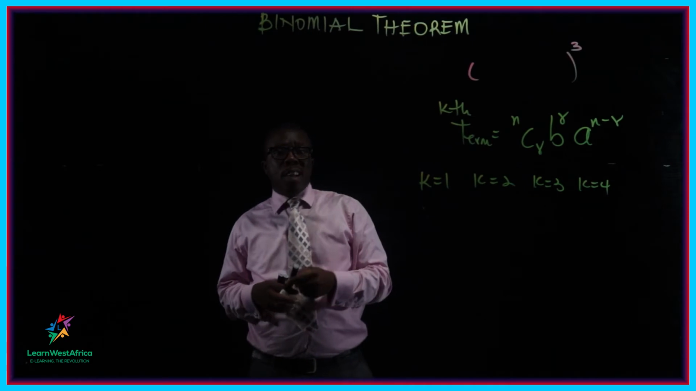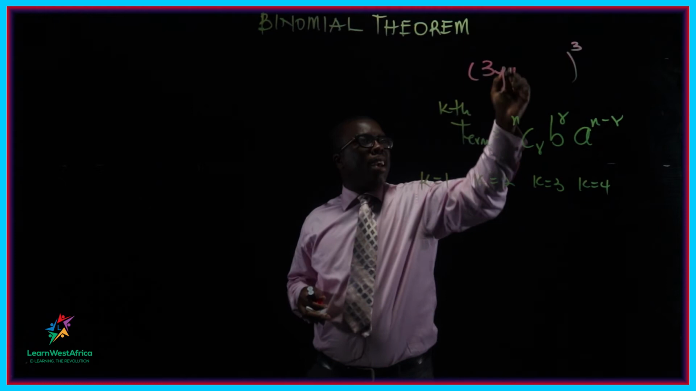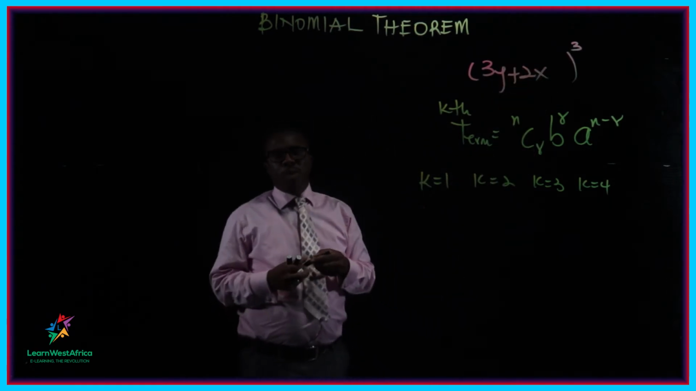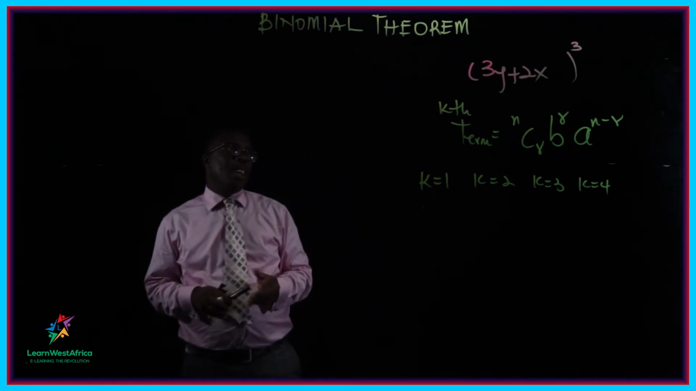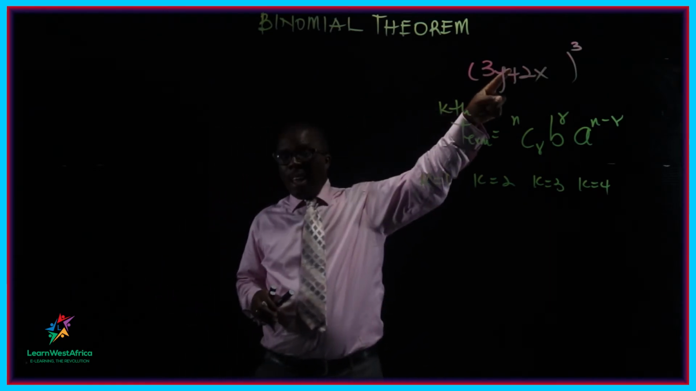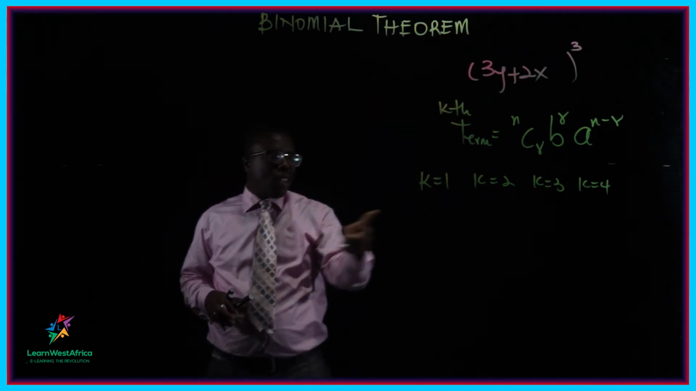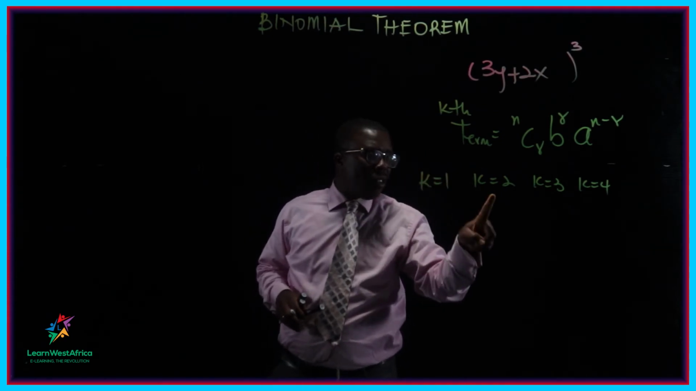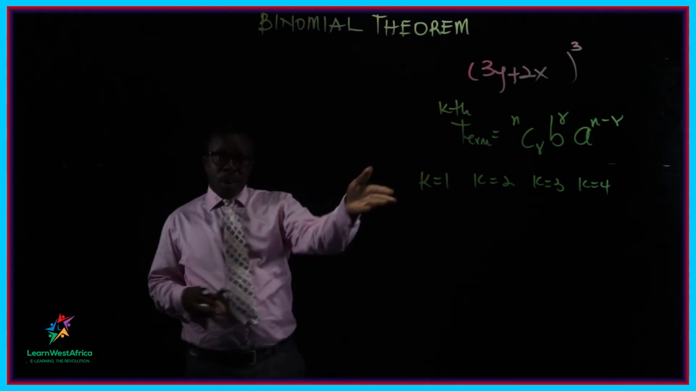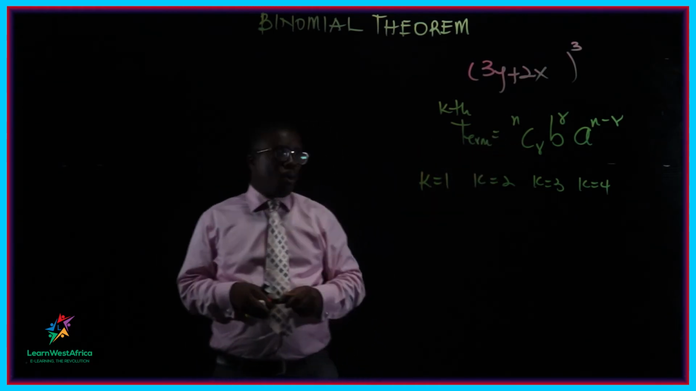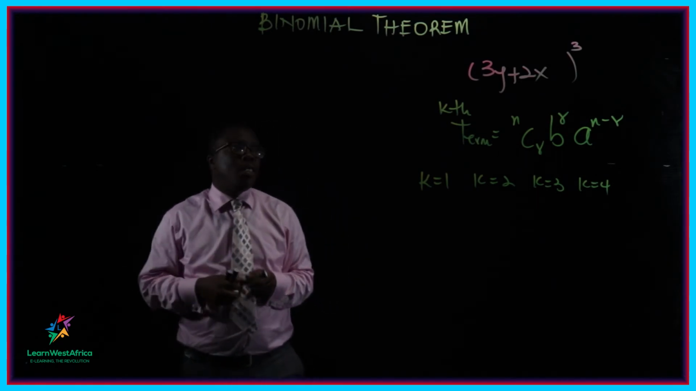So rather than having it as 2x plus 3y, we're going to have it as 3y plus 2x. Are you okay? That is going to allow the expansion following that to be in ascending powers. And as we know, since the exponent that sits atop the bracket is 3, we're going to have 4 terms. That is why we have k1, k2, k3, and k4 being the parts that we'll be working with. k1 signifies the first term, then the second term, up to the fourth term, as we already know. So let's go ahead and work out these expressions.